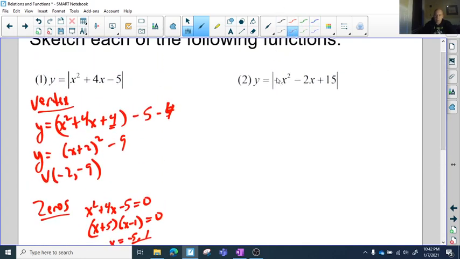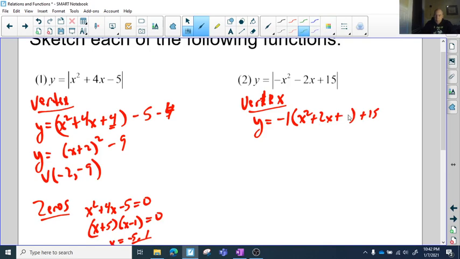Okay, let's have a look. So this one's a bit different in that I've got a stretch factor out front. Whoops, that's a negative, so it's opening down. Let's find the vertex. Now when there's a coefficient in front of x squared, you must factor it off. So take out your negative 1, which will switch your middle term to a plus 2x plus 15.